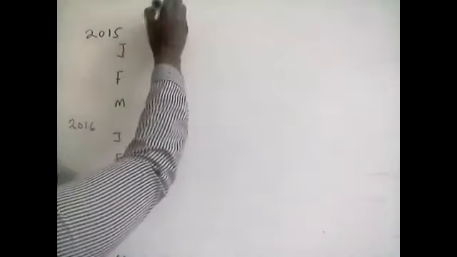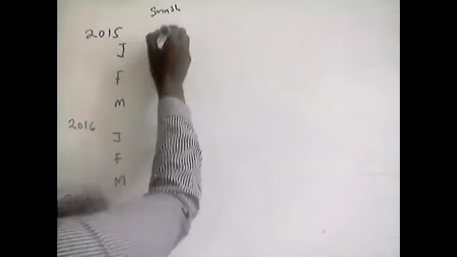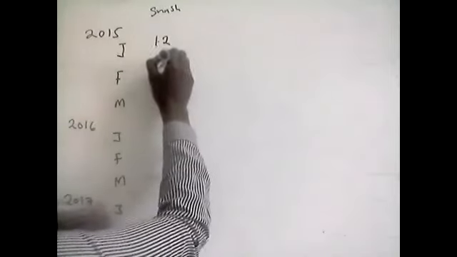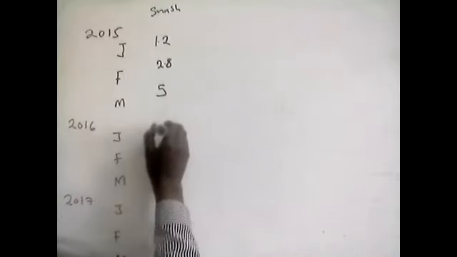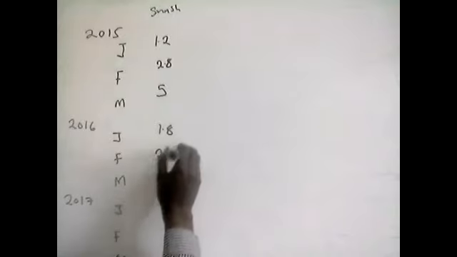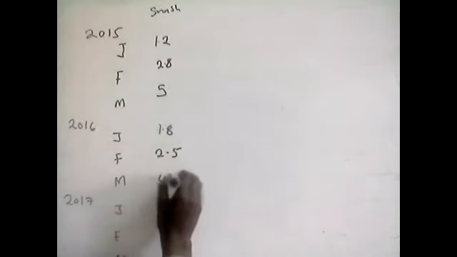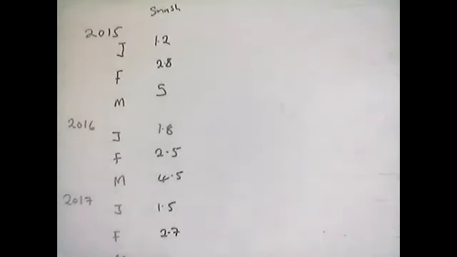So we start with the values and we say sunshine values. For January, we have 1.2, 2.8, 5.0, and then in 2016, we have 1.8, 2.5. We also have 4.5. And 2017, we have 1.5, 2.7, and then we have 3.1.